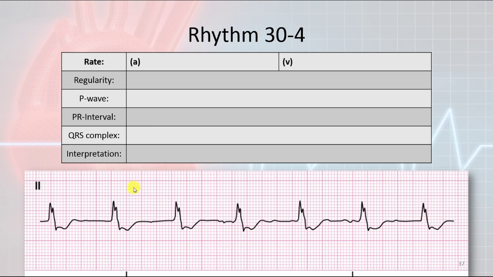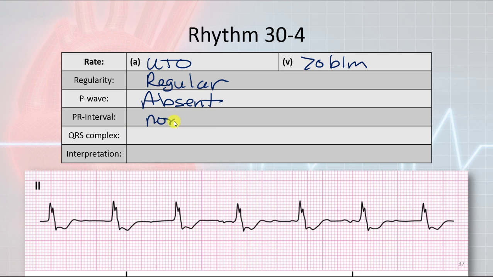In the next rhythm, we have no P waves that we can identify, so we're going to say the atrial rate is unable to obtain. Ventricular rate, 1, 2, 3, 4, 5, 6, 7. So the ventricular rate will be 70 beats per minute. Regularity, it looks regular. The P waves are absent. PR interval, none. QRS complex is wide.